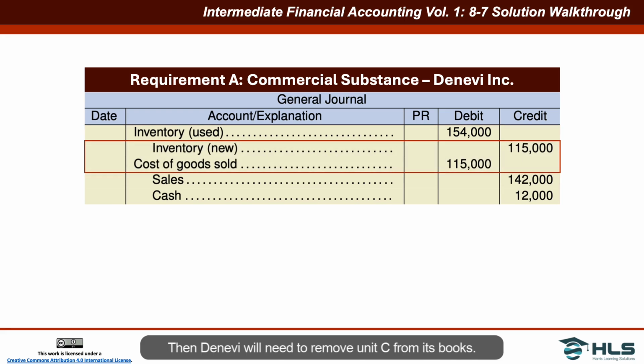Then Denevy will need to remove unit C from its books, so it will credit inventory for $115,000, which is essentially the cost of goods sold in the sales transaction. Therefore, Denevy will debit cost of goods sold for $115,000.